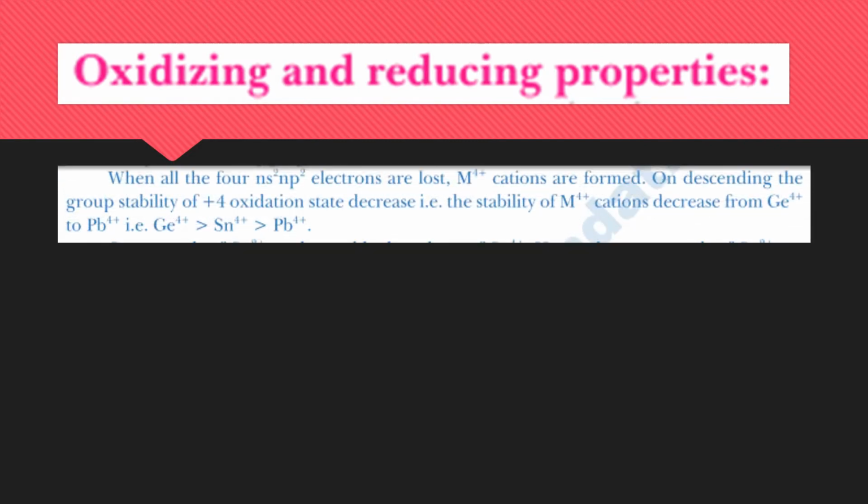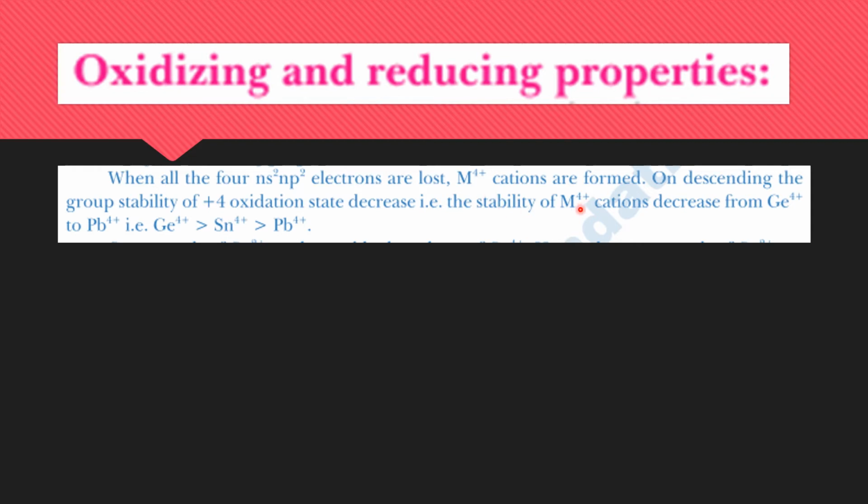Now how do they show the oxidizing and reducing properties? When all 4 electrons, that is the ns2 and np2, all 4 valence electrons, are lost, then an M+4 cation is formed. In this case, the cation has the +4 oxidation state, and on descending down the group, the stability of the +4 oxidation state decreases. The +4 oxidation state will not be the preferred oxidation state as we move down the group.